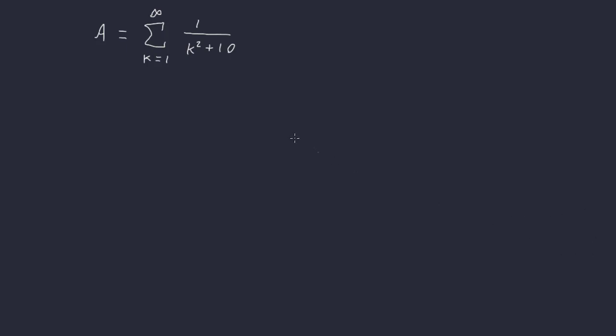Now, what we probably want to compare this to is 1 over k squared. So this is similar. I should say 1 over k squared plus 10 is similar to 1 over k squared. And in fact, when we take k to be something like 10 billion, as k goes to infinity, these pretty much end up being about the same. So I'm thinking that this will be our comparison series.